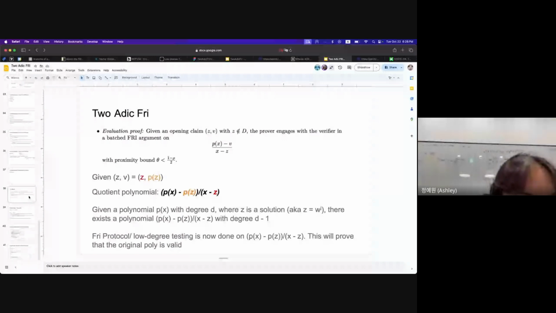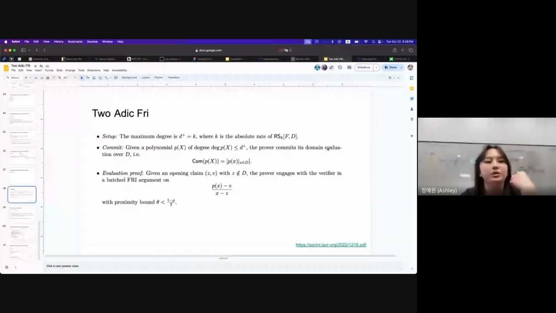So this is the original 2AdicFri setup. The commit on our side is this commit right here. The polynomial's evaluations on the domain is what is initially sent for 2AdicFri, and it's not part of the commit phase of the Fri protocol. The Fri protocol that we use in 2AdicFri is just for this only.